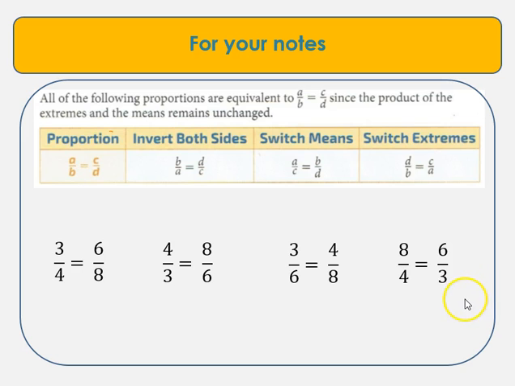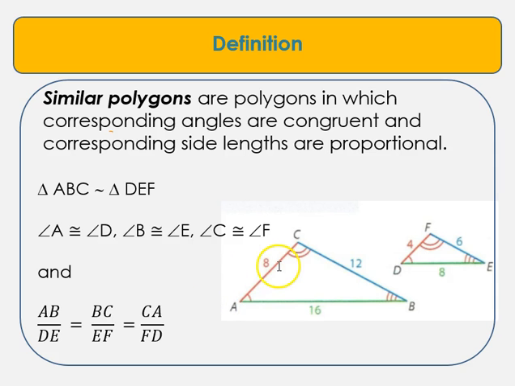The great thing about this is if you understand these properties and you're working on some of the problems that you're going to encounter, you can just quickly switch them without even doing the math. Okay, let's move on to a definition. We have similar polygons, and this is the root of what we're getting to. Similar polygons are polygons in which corresponding angles are congruent and the corresponding side lengths are proportional. So we had to review proportions so that we understand this definition.